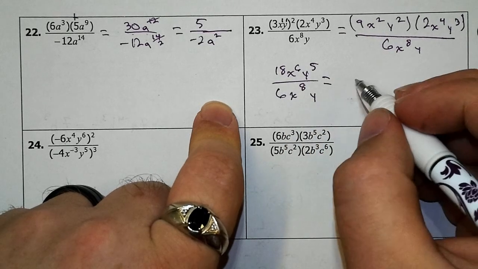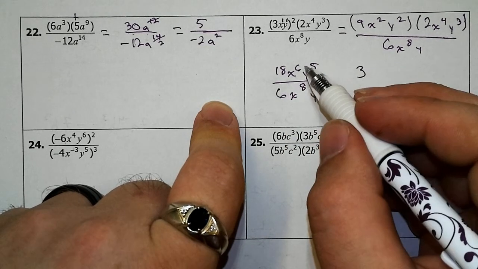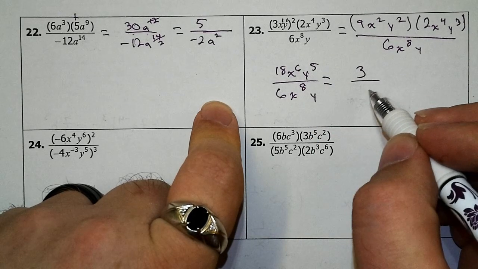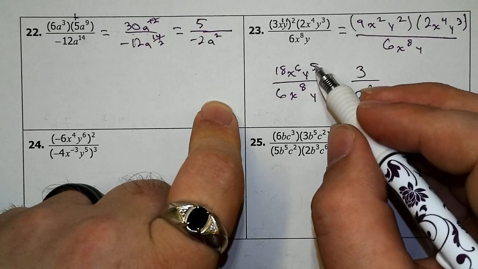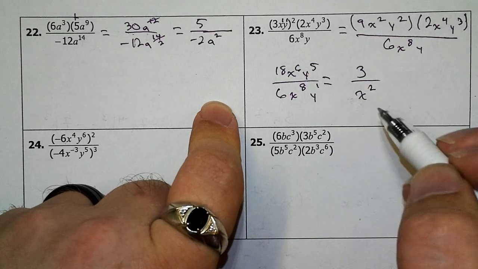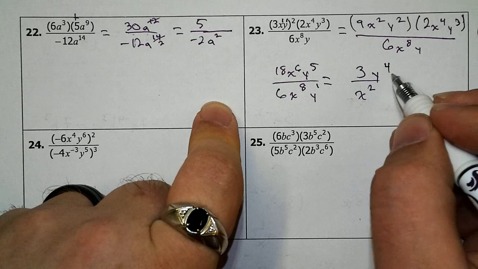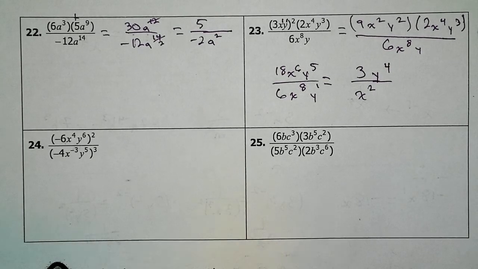Divide 18 by 6 and you get 3. There's 6 x's on top, there's 8 on the bottom, so there's going to be 2 left over on the bottom, so x squared. There's 5 y's on top and 1 y on the bottom. That means that'll leave us 4 y's for the top. That's pretty much what you do.